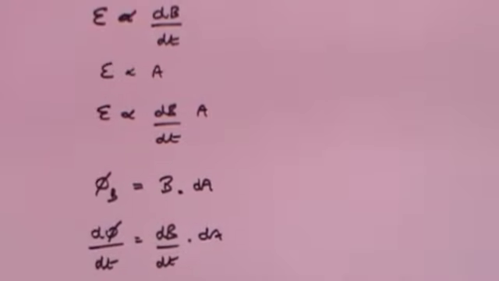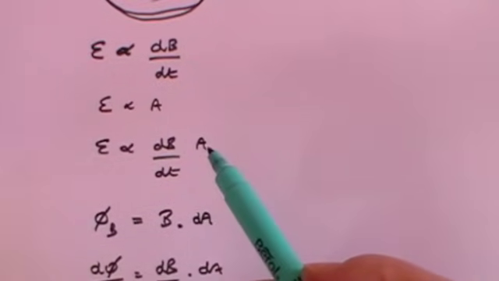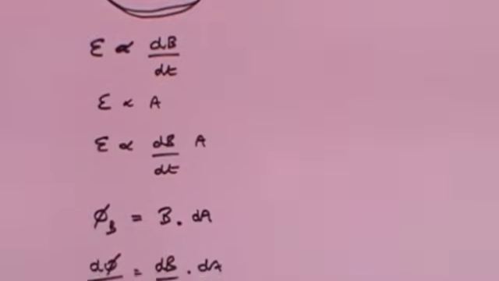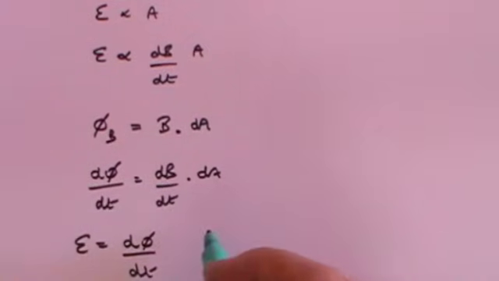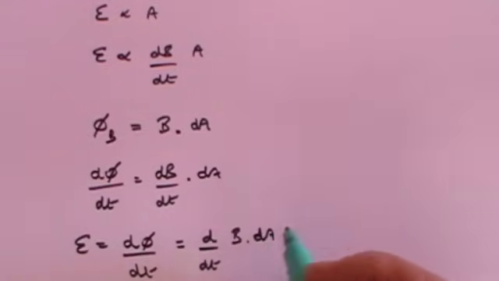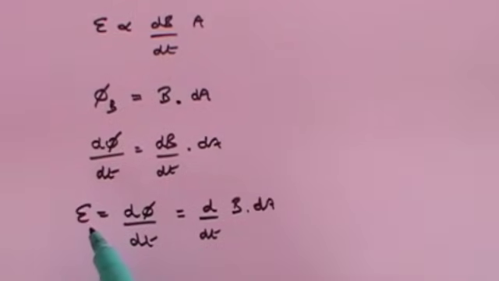But we know that dB/dt times the area is equal to the EMF. And so now you've got that the EMF is equal to dΦ/dt, and that is equal to d/dt of B dot dA. So what this is telling us is that the EMF, the electromotive force, is equal to the rate of change of flux, which is itself equal to the rate of change of B dot dA.